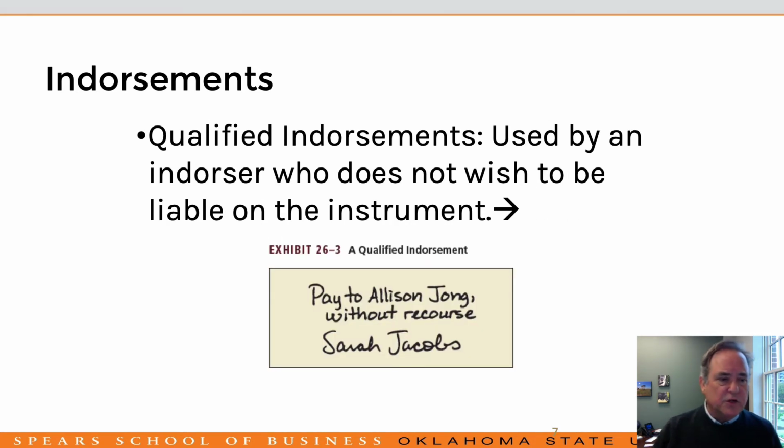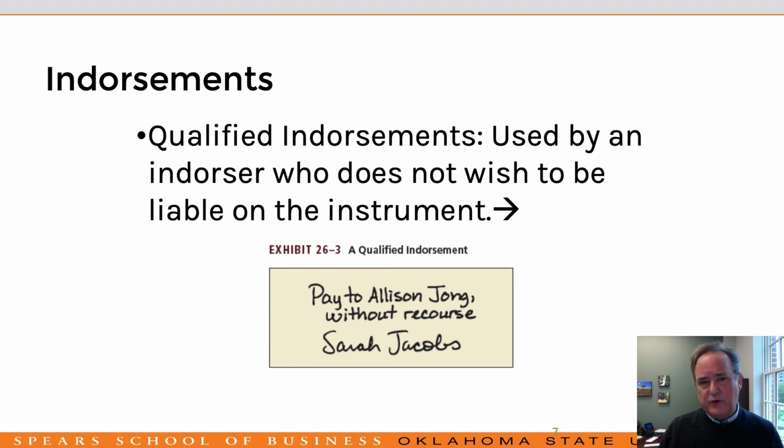Another type of endorsement is a qualified endorsement, and it's used by an endorser who does not wish to be liable on the instrument. When we get into the final section of this topic, we will see that everyone in the chain of endorsement may have liability on the document. Someone may sometimes want to be excluded from that chain. And so they use what's called a qualified endorsement.